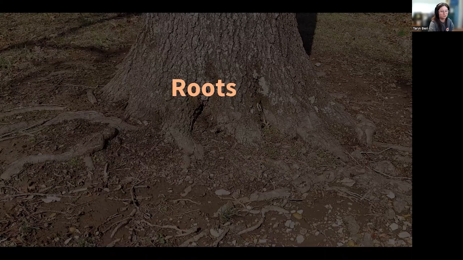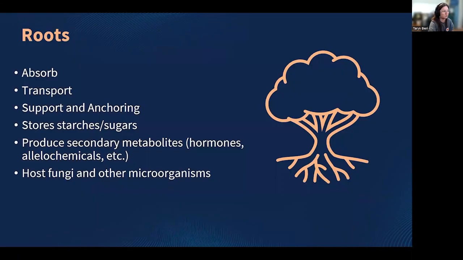Next, we'll move on to roots. So roots do a lot of things for the tree. They absorb water and nutrients, also transport those water and nutrients. They support and anchor the tree. They can store those starches or sugars. They produce secondary metabolites, like hormones or allelochemicals. And they also host fungi and other microorganisms.